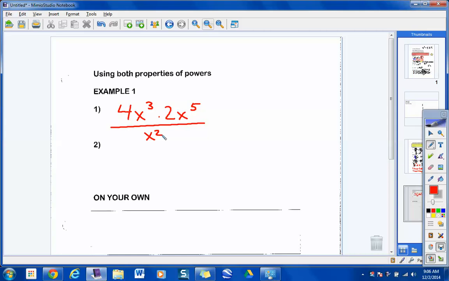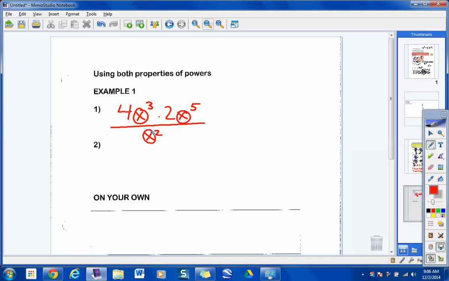Okay, so up top, I might just circle the bases up here. The bases up top are x, aren't they? And then down here I've got a base too. Are the 4 and the 2 considered bases or coefficients in the top? I'm sorry, I meant exponent or coefficient. They'd be a coefficient, wouldn't they? Sure. Okay.